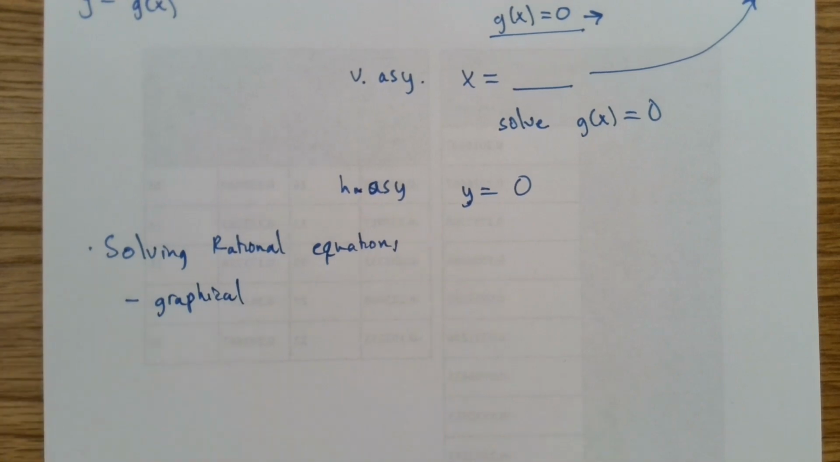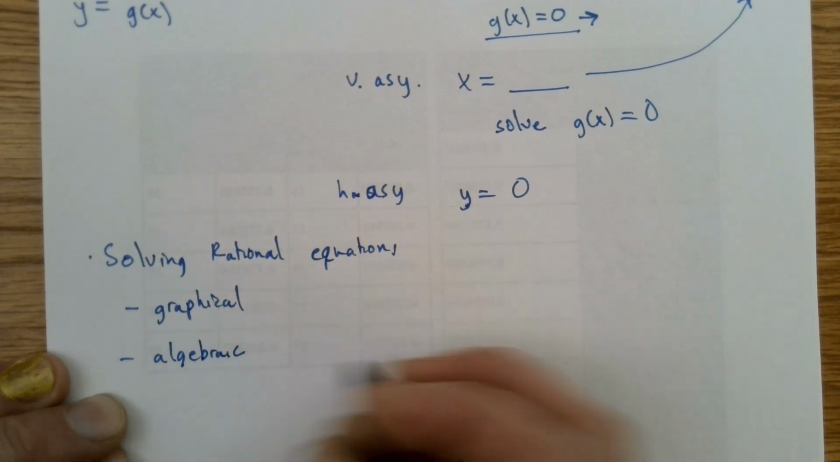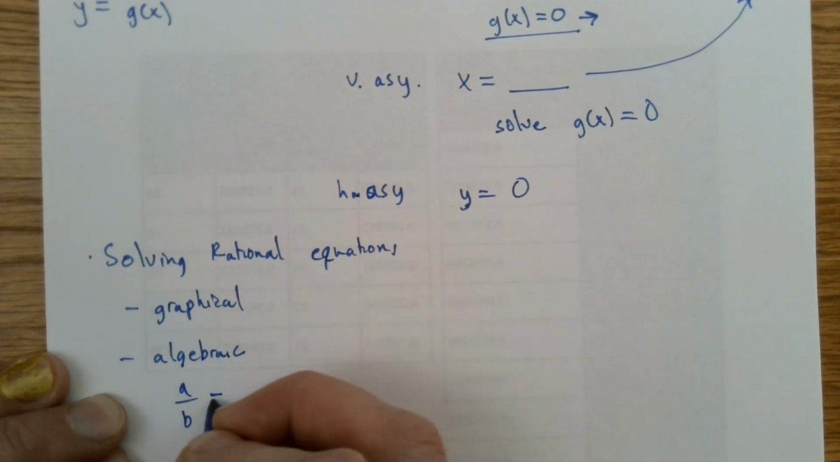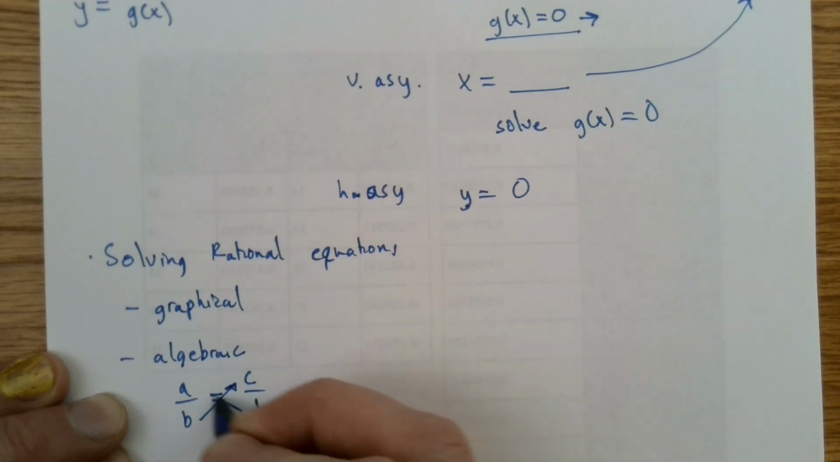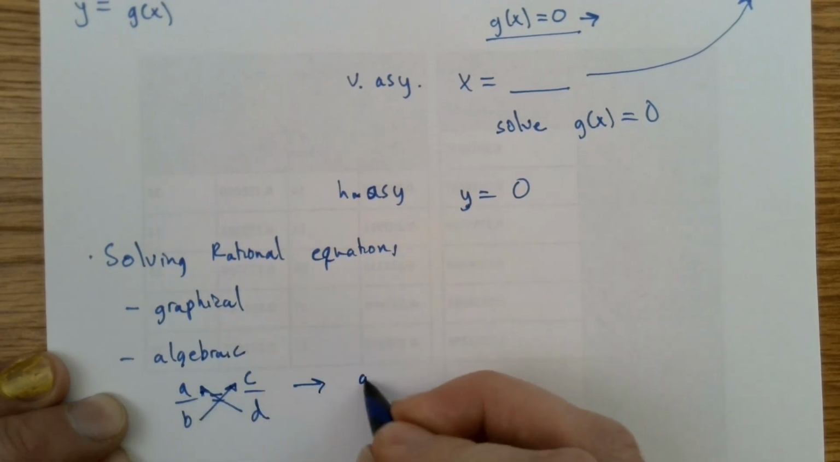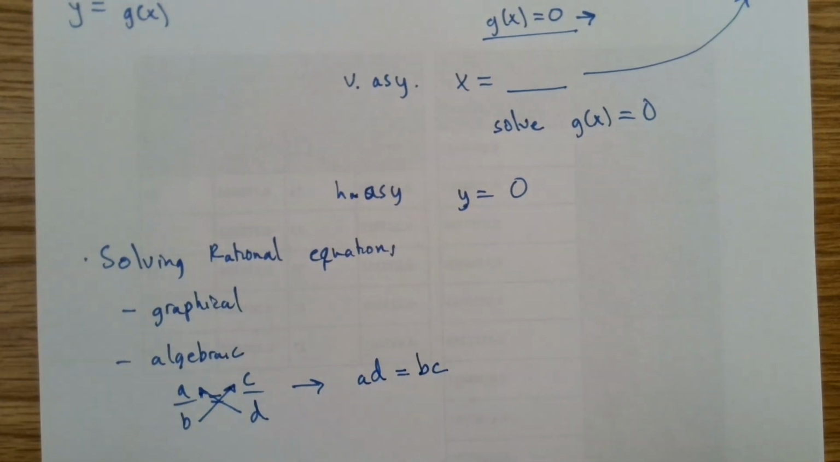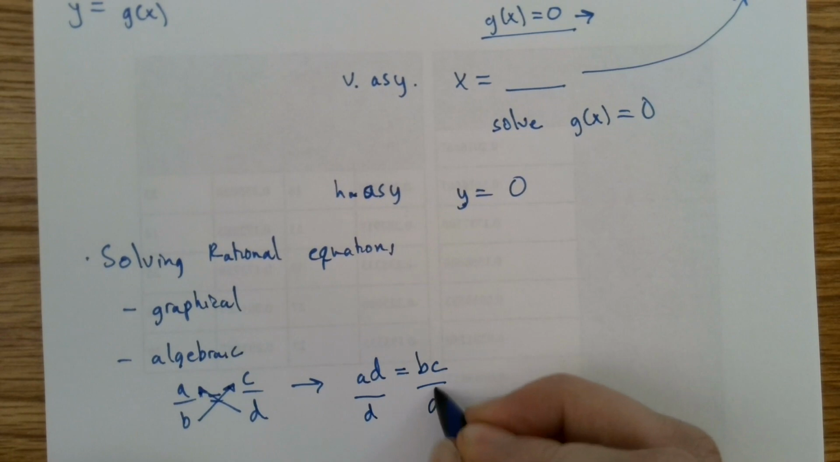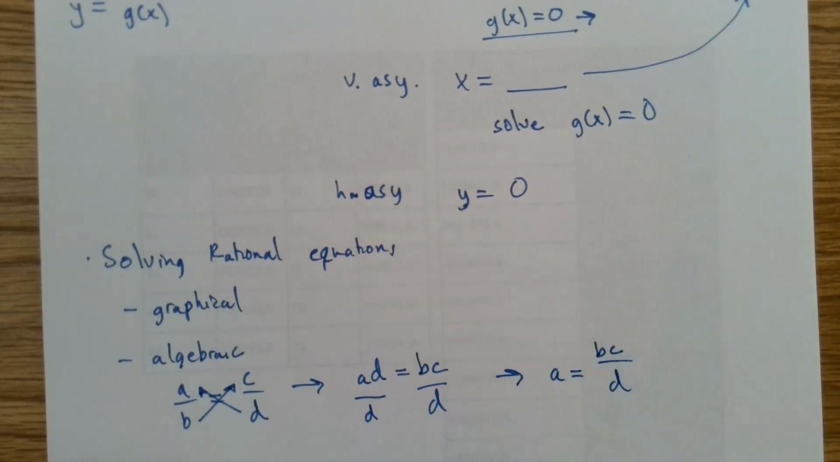That's where you graph both sides of the equation and see where they intersect. However, we did look at an example: if we have two fractions each equal to each other, a over b equals c over d, then we did the cross multiplication to solve. So that got us a times d equals b times c. And say we're solving for a, we then divide both sides by d, and you would get a equals b times c divided by d.